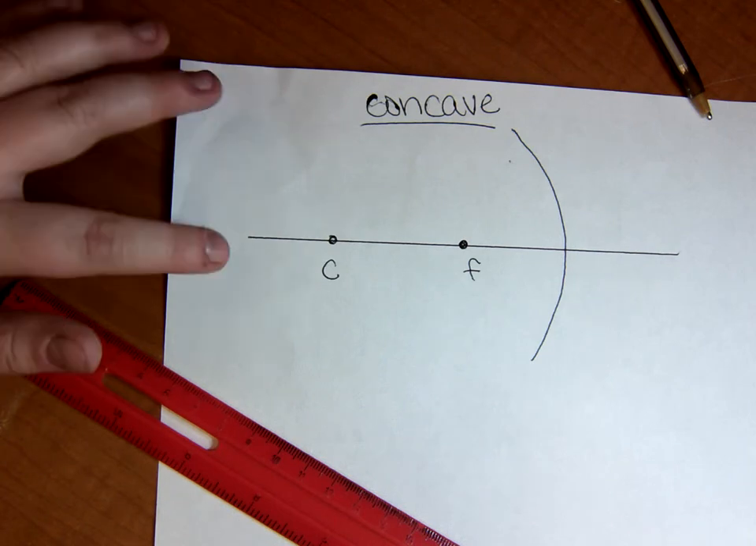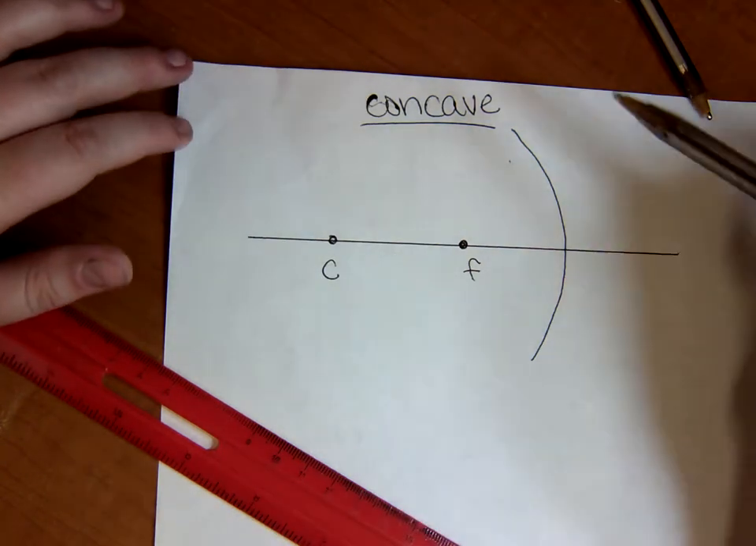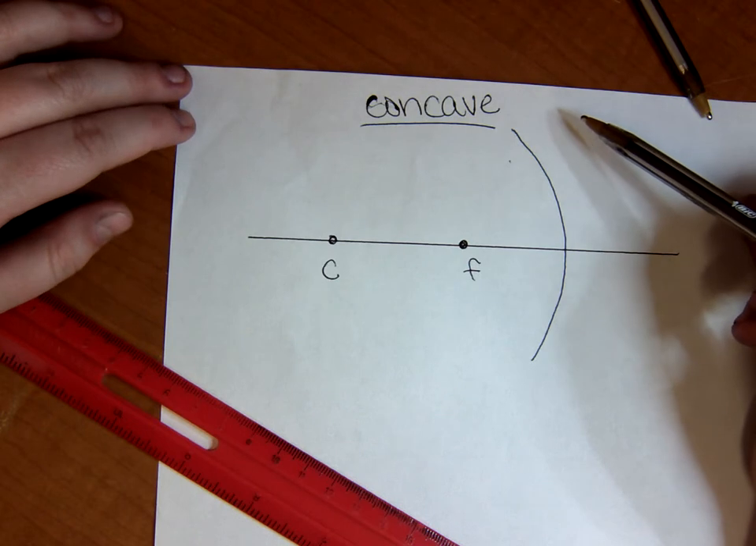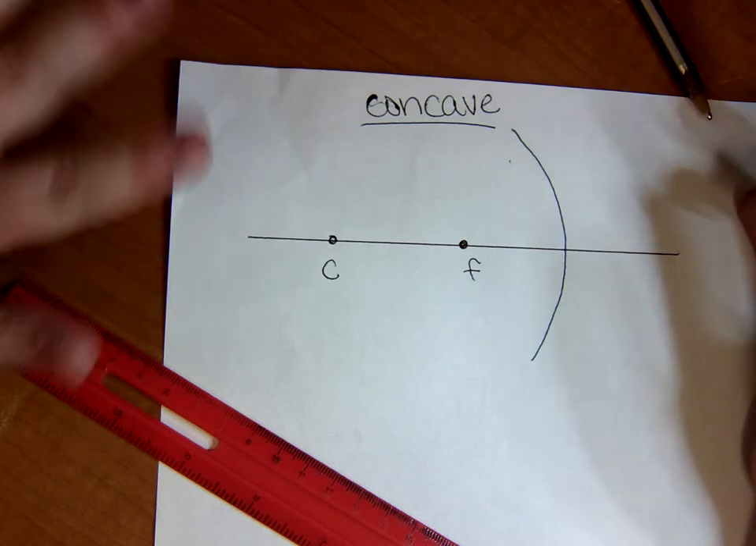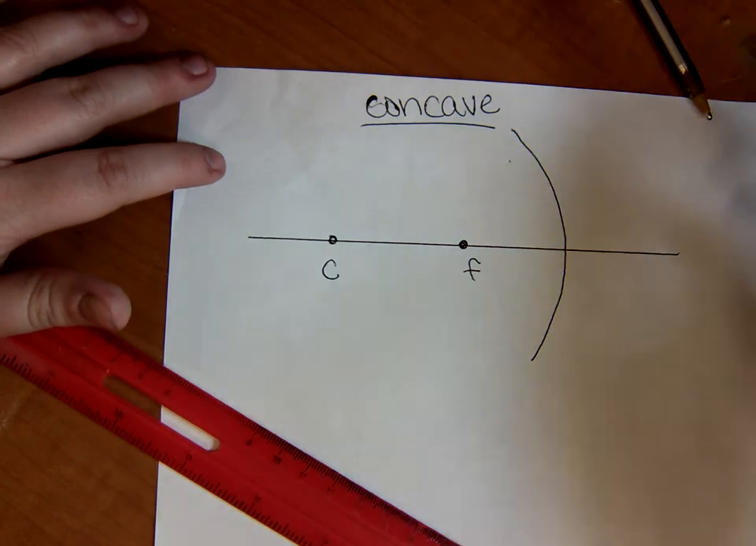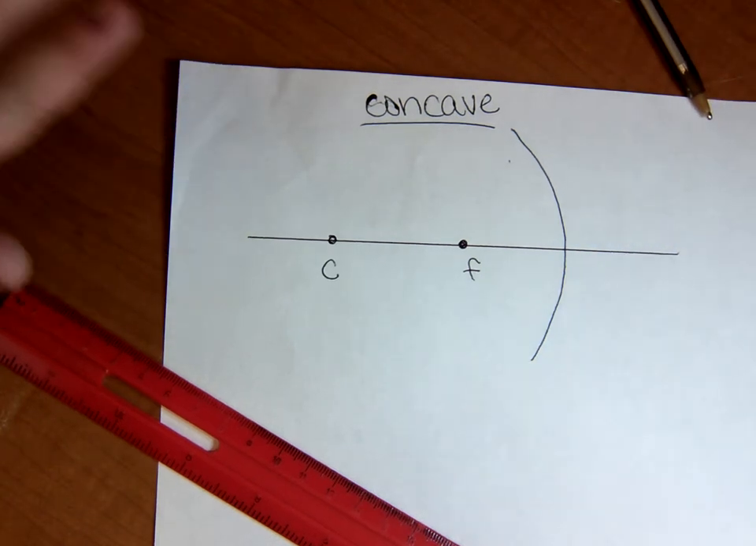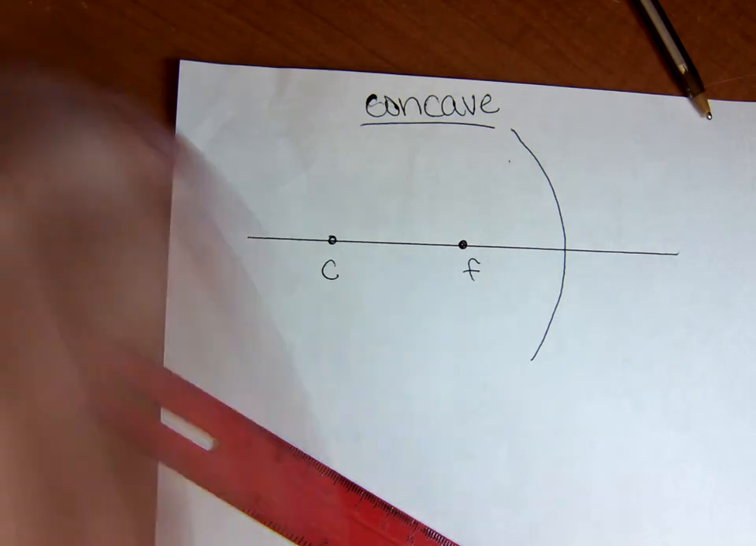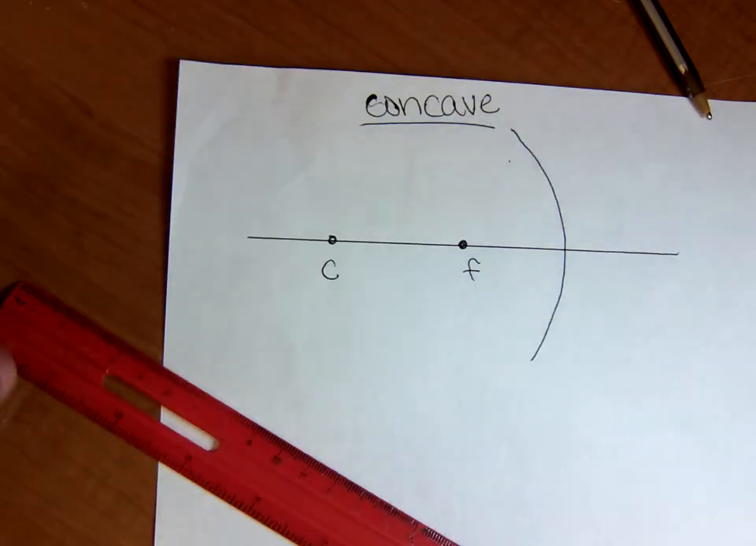Let's talk for a minute about the different types of images that concave mirrors can form. Now, you don't really need to memorize this material because if you do the ray diagrams right, then you're going to get these answers each time. However, I think it's kind of interesting to talk through all the different types of images.